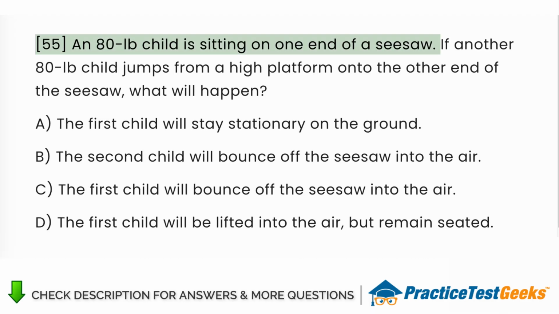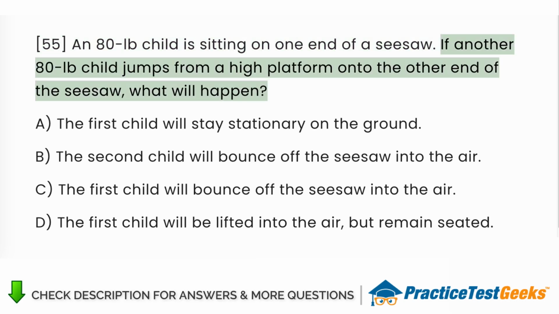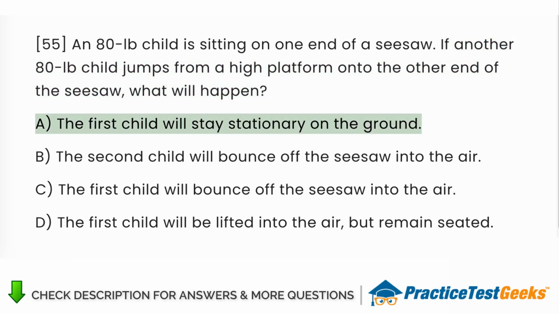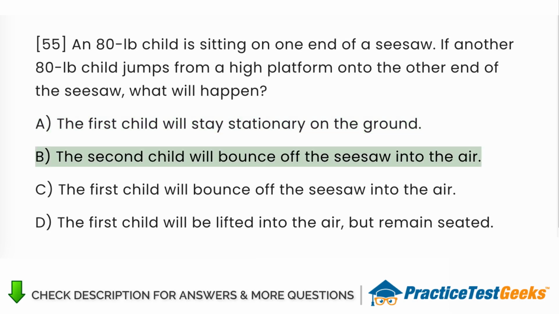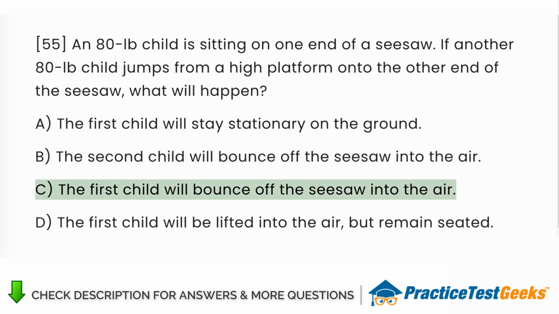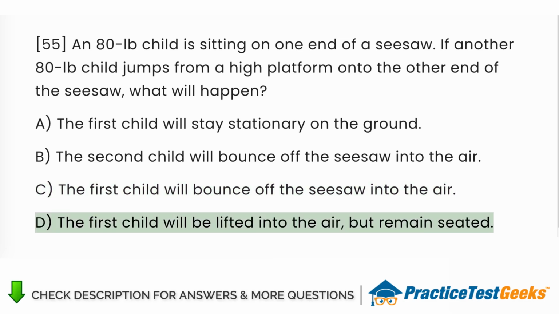An 80-pound child is sitting on one end of a seesaw. If another 80-pound child jumps from a high platform onto the other end of the seesaw, what will happen? A. The first child will stay stationary on the ground. B. The second child will bounce off the seesaw into the air. C. The first child will bounce off the seesaw into the air. D. The first child will be lifted into the air, but remain seated.